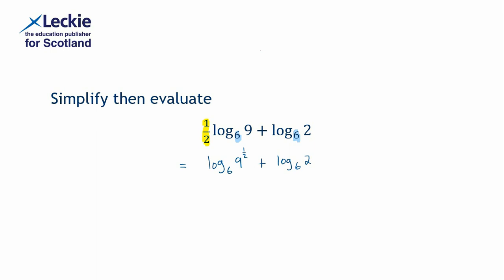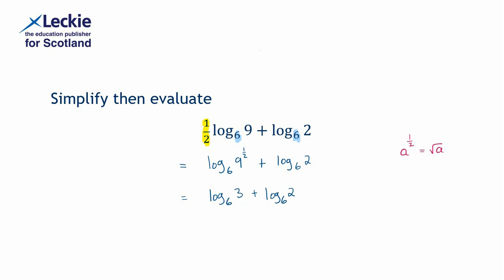But we can go a little bit further with that first term if we remember that anything to the power of half is in fact the same as the positive square root of that anything. So 9 to the half in our case is the same as the square root of 9. The positive square root of 9 is of course 3. So we can simplify that first term even further until we get log 3 to the base 6 plus log of 2 to the base of 6.